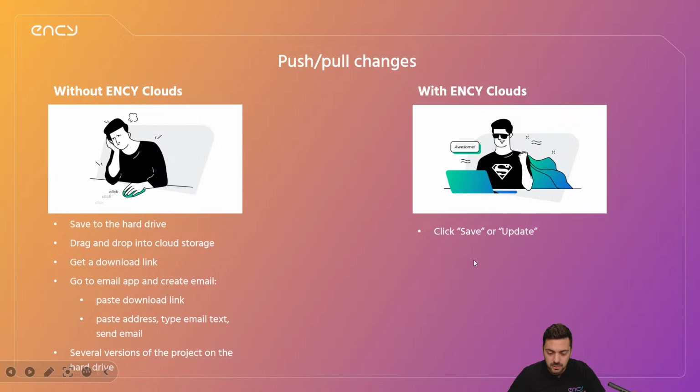And with ENCY Cloud, you just click the save button. That's it. And everybody in your collaboration session gets a notification that a new version of the project is available, and you can download it and see the result, also with one mouse click. So let's take a look at how this happens.